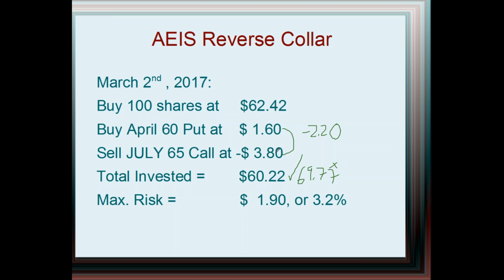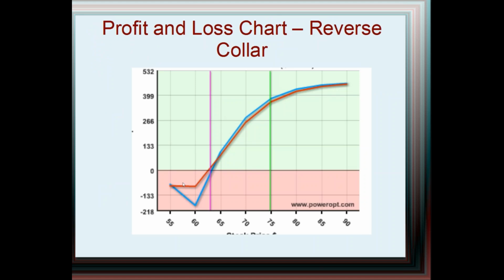Now, the structure of this trade, the way that it comes out, again, we kind of showed you the profit and loss chart with that strange sketch, but the max risk on this trade is only $1.90 or 3.2%. Half of the maximum risk I have on the married put to the near-term expiration at April. Okay, here's the profit and loss chart of that AEIS reverse collar.